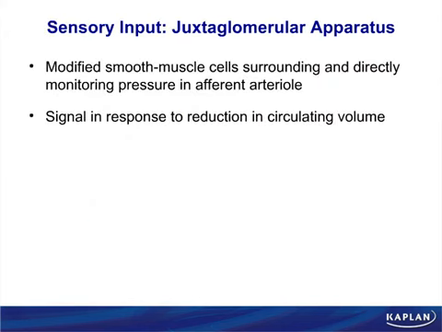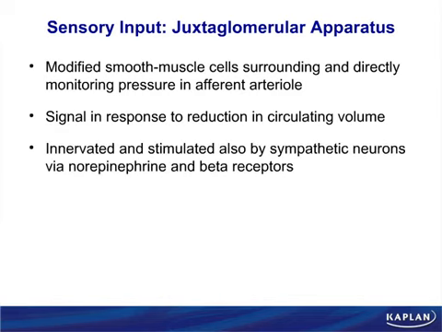So the sensory input to the juxtaglomerular complex, there's some modified smooth muscle cells. They sense the stretch. It's monitoring that pressure. They sense the low circulating volume. They sense the pressure. Low pressure, low stretch equals renin. But they're also innervated by sympathetic neurons, specifically beta 1.